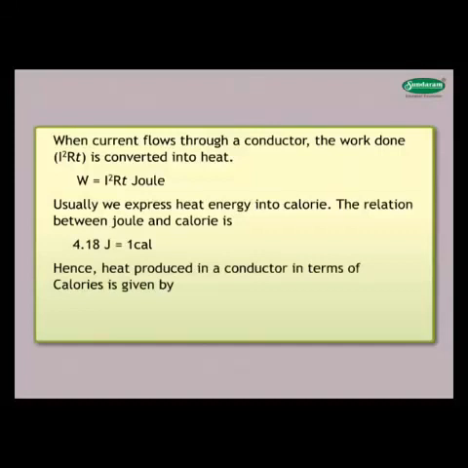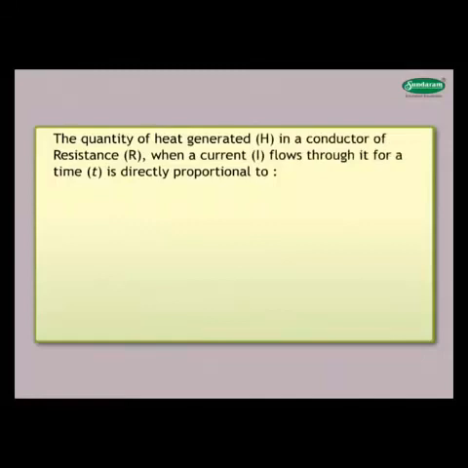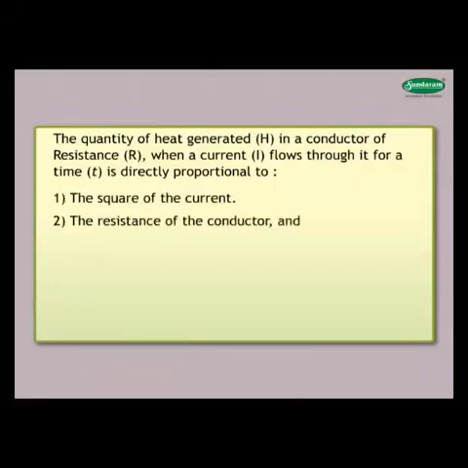Hence, heat produced in a conductor in terms of calories is given by H equals I squared R T upon 4.18 calories. Joule's law can be stated as: the quantity of heat generated H in a conductor of resistance R, when a current I flows through it for a time t, is directly proportional to 1. The square of the current, 2. The resistance of the conductor, and 3. The time for which the current flows.